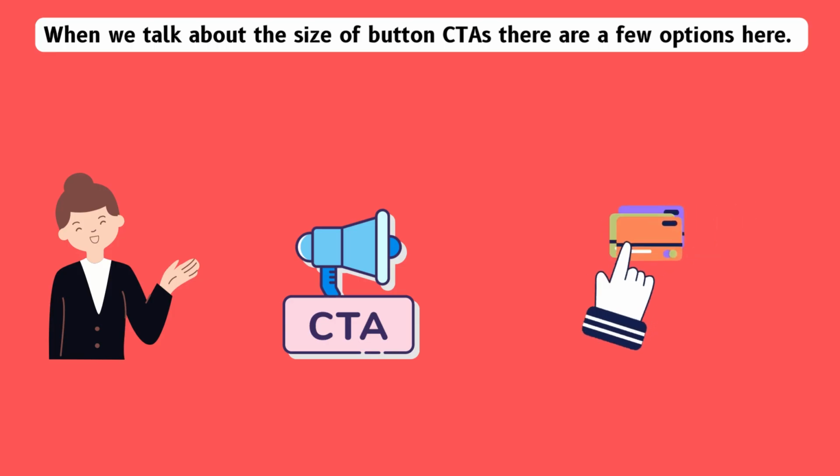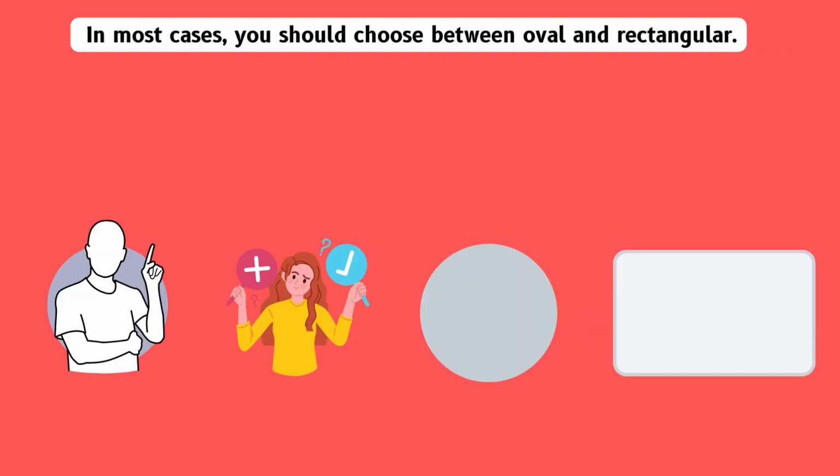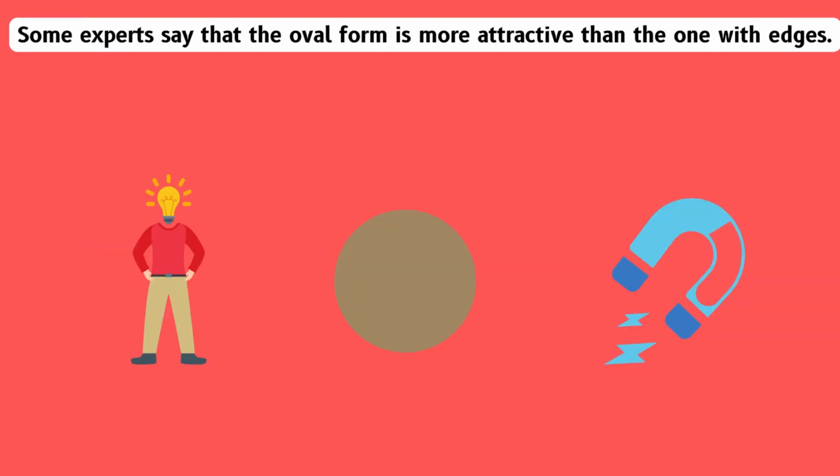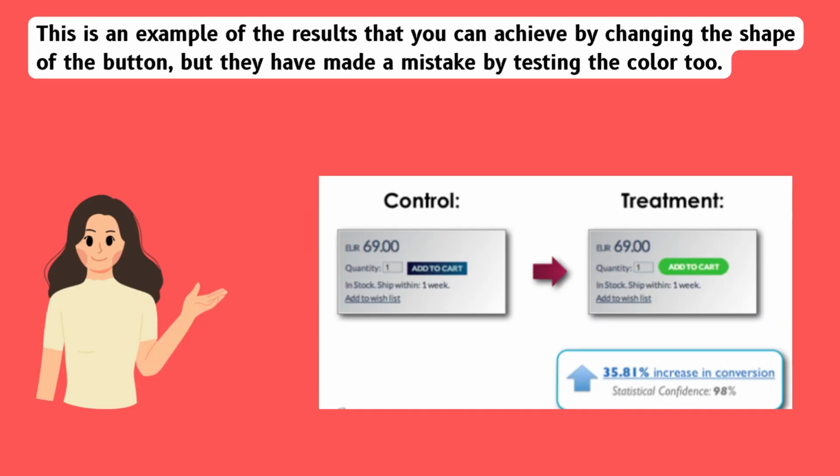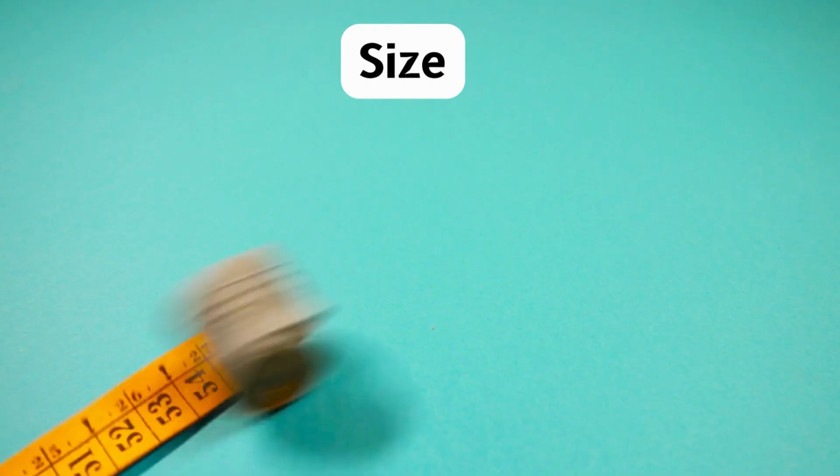Shape. When we talk about the shape of button CTAs, there are a few options here. In most cases, you should choose between oval and rectangular. Some experts say that the oval form is more attractive than the one with edges. But again, if your whole design is rigid, then a button with edges will probably connect better with your other elements. This is an example of the results that you can achieve by changing the shape of the button, but they have made a mistake by testing the color too.